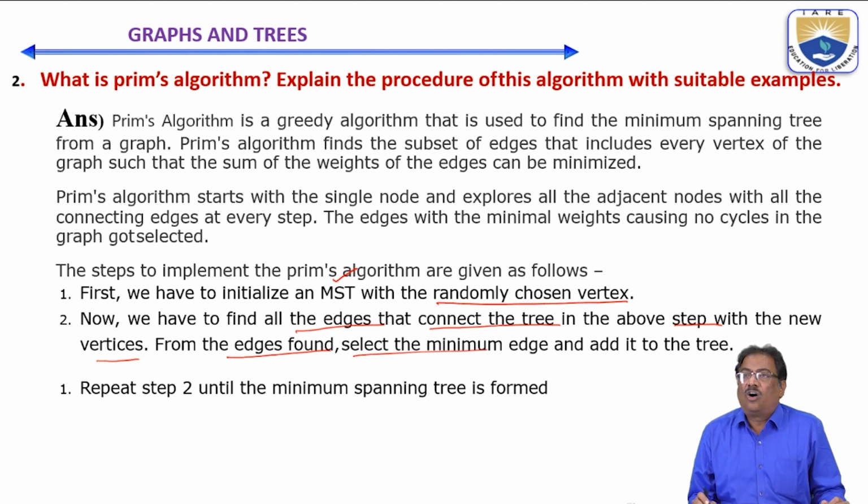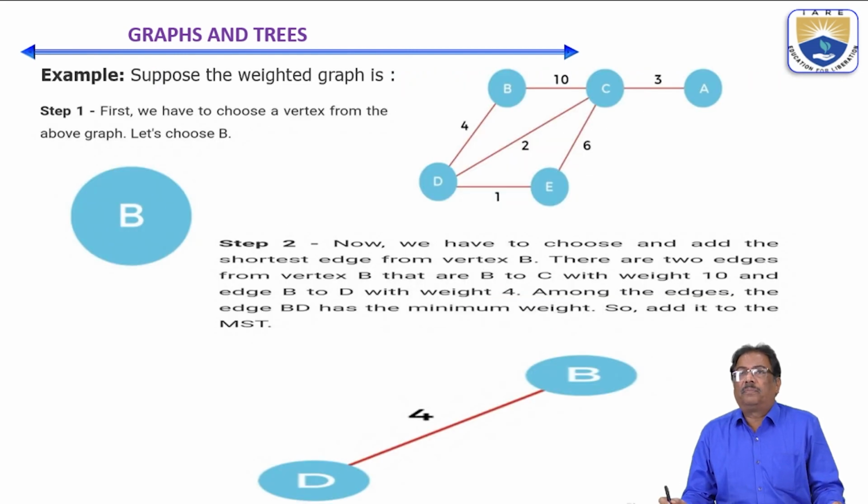That means the number of edges that we select depends on the number of vertices minus 1. If the number of vertices is 7, then the number of edges that we have to select is only 6. So like that, we repeat the process until we get the required edges, and the edges that we attach to the vertices are nothing but the required spanning tree. And let us go for the example.